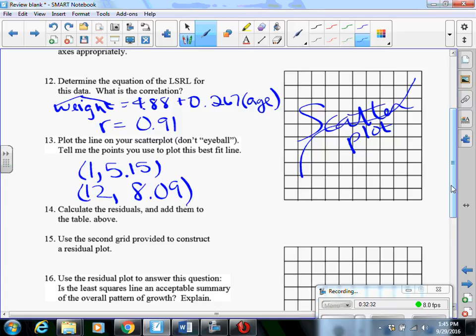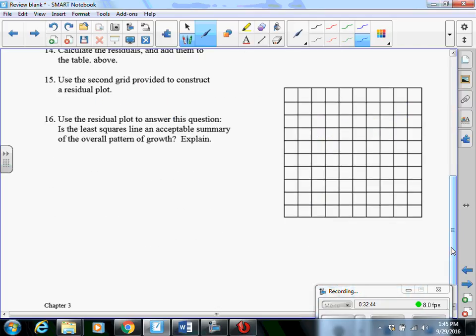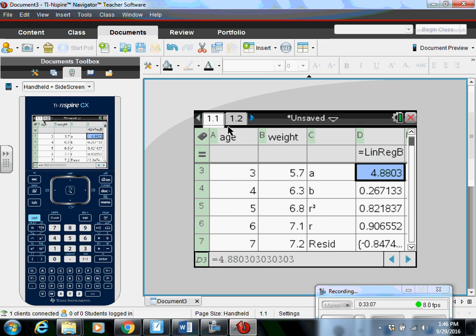Okay, so then down at the bottom it says it wants me to calculate the residuals and add them to the table above. Use the second grid to construct the residual plot. So the residual plot, I will draw this one real quick. Remember, a residual plot has a 0 line, and then I've got positive data above it if my residuals are positive, and I got negative residuals below it. Okay? And so when you do this, I'm going to go back to the calculator page so that you can see it actually being done.